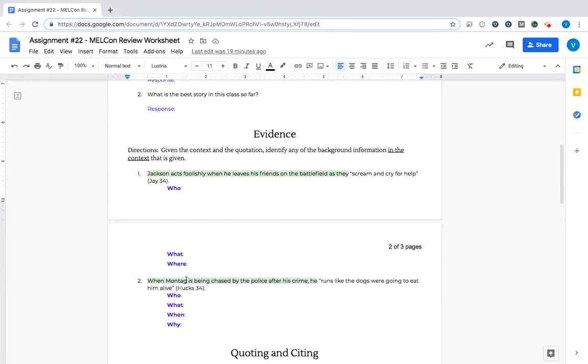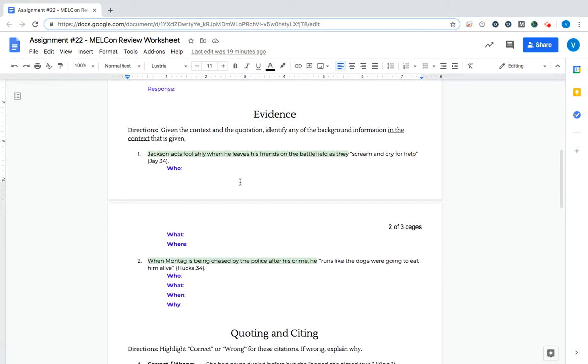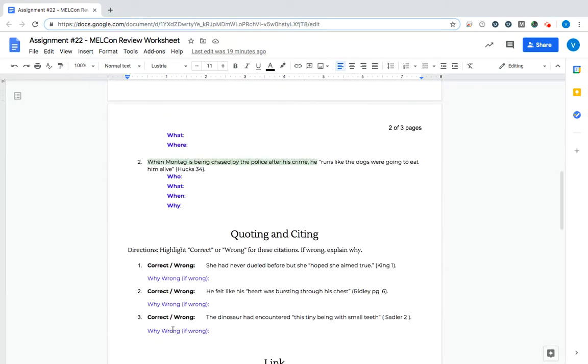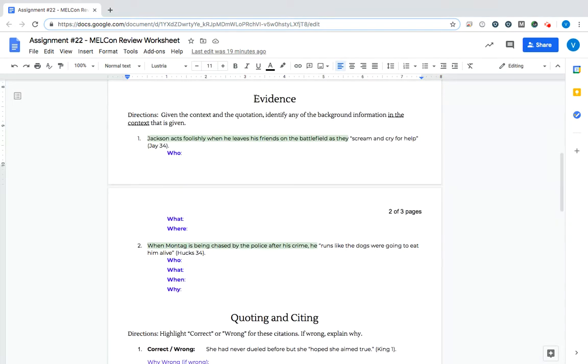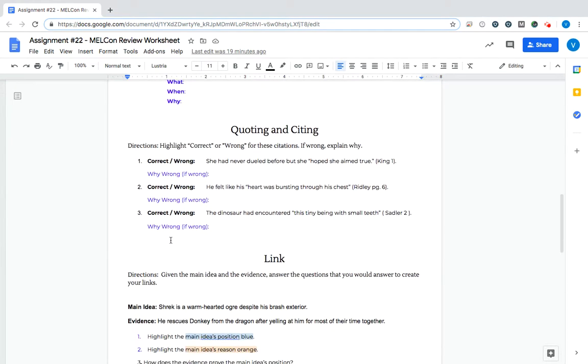All right. Evidence is going to be our second part, the E of the MELCon. Given the context and the quote, identify any of the background information in the context that is given. Notice the context is highlighted green, so you're looking in the green area and you're identifying some of those W's, okay? Same here for number two. So one and two, same thing for evidence.